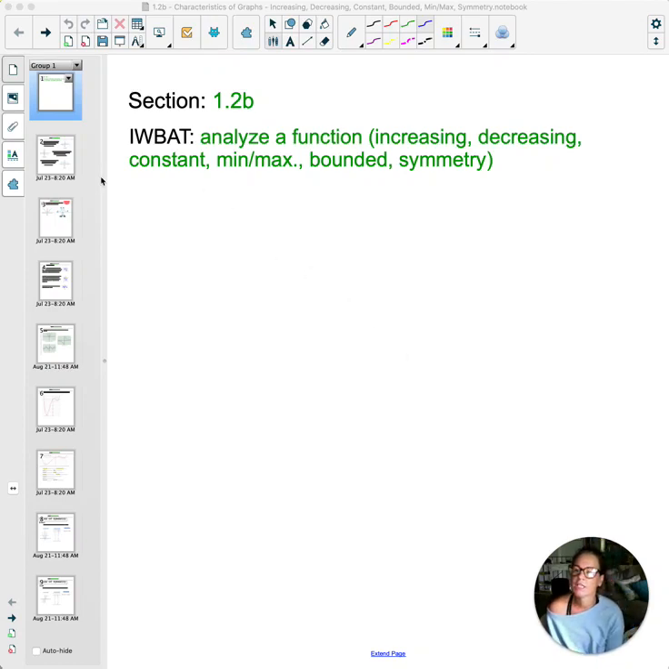All right, let's take a look at our second video from section 1.2 where we're going to be analyzing functions. This video is going to talk about how we look at a graph for increasing, decreasing, or constant, as well as mins and maxes and what it means to be bounded and what symmetry means for a function.